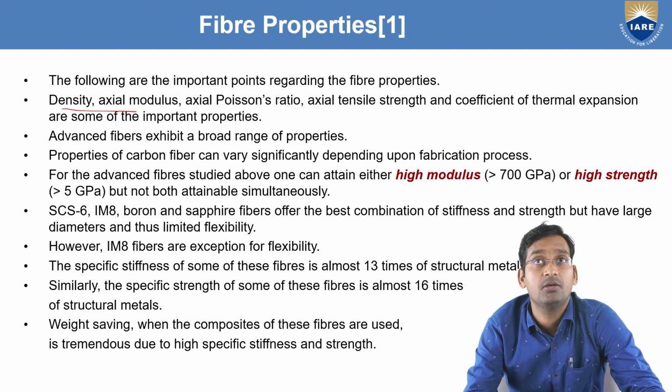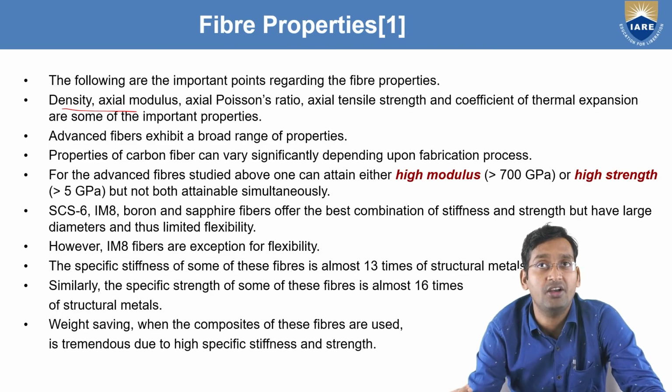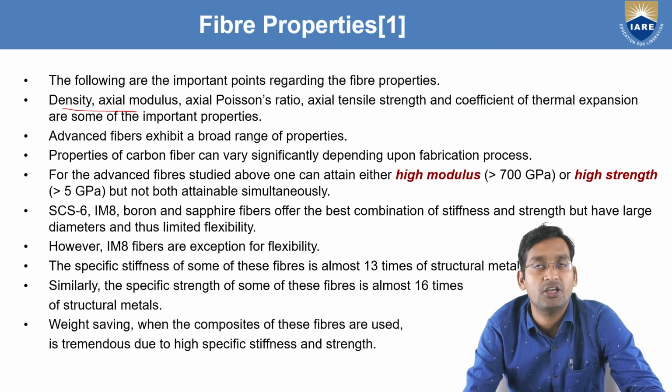Advanced fibers exhibit a broad range of properties. So now this is for the conventional one. Even if advanced is there, we will have a broad range of properties. Properties of carbon fiber can vary significantly depending upon the fabrication process. So how it gets fabricated, we already had seen. Property will change according to that, or it depends on the fabrication method.